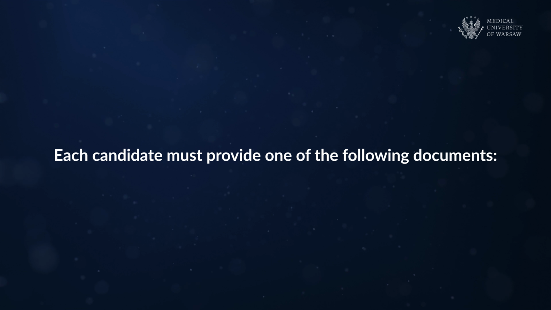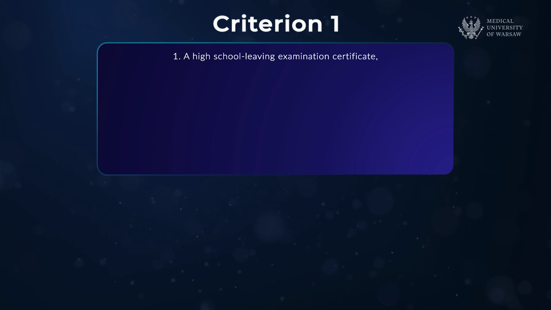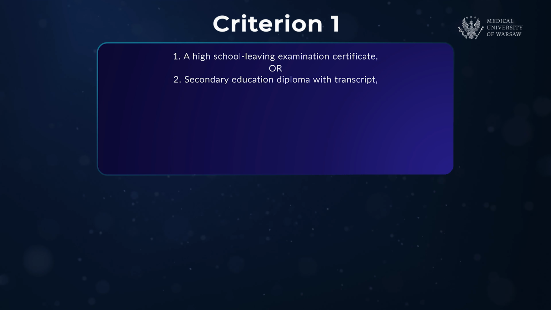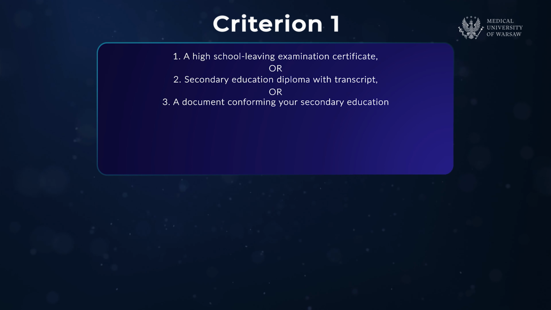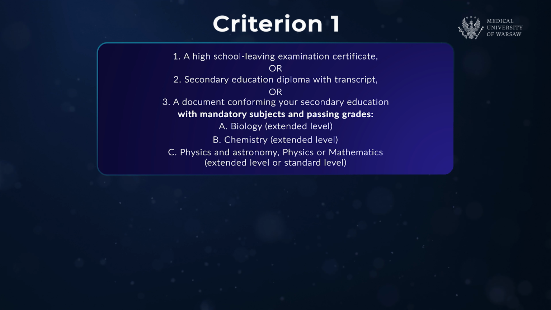Each candidate must provide one of the following documents: a high school leaving certificate, a secondary education diploma with a transcript, or another document confirming completion of secondary education. These documents must include grades in the required subjects at the appropriate level. These subjects are biology, at the extended level, chemistry, also at the extended level, and one of the following: physics and astronomy, physics or mathematics, at the extended or standard level.